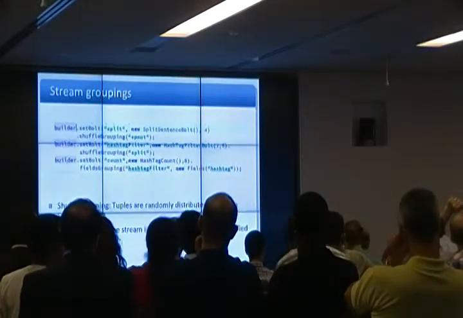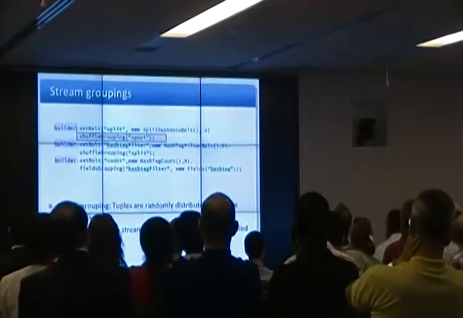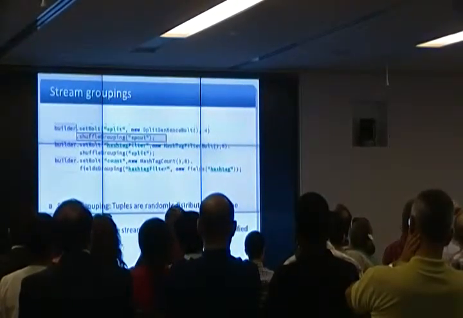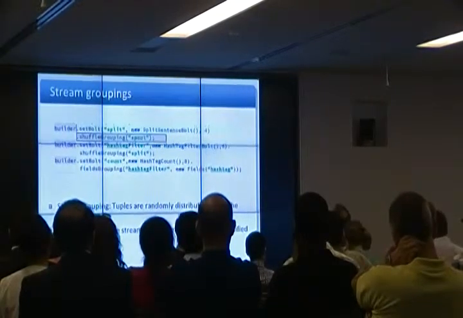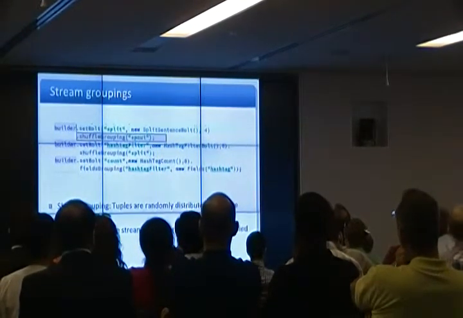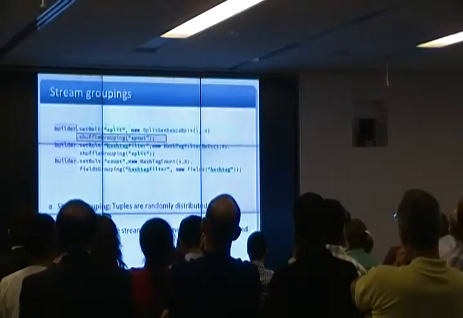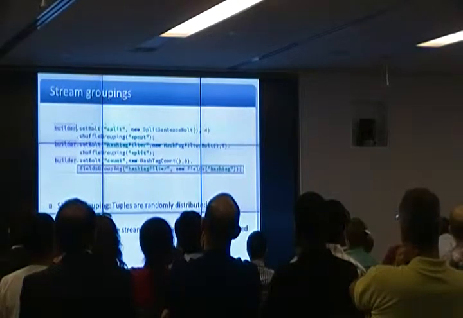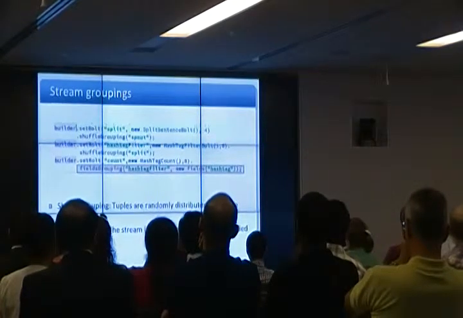Okay, and the last thing about topologies that I didn't talk about is shuffle grouping. So when you send a stream from one bolt to another, you can shuffle it. Shuffle means you just randomly send it to all bolts. Whoever is available will pick it up. But also you can do field grouping. In that case, you group your output to be sent to one particular bolt.